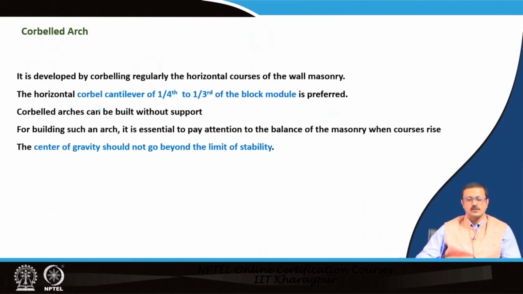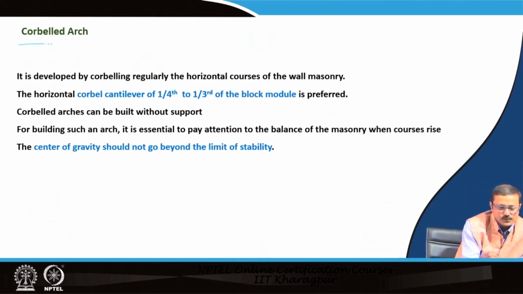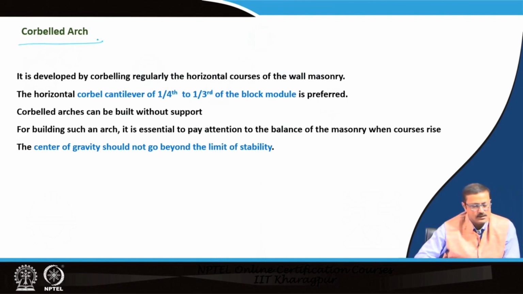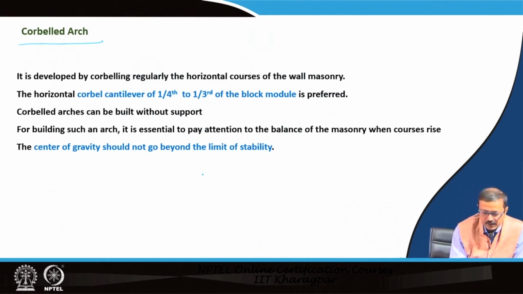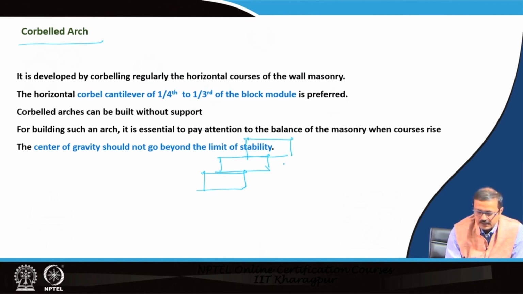Even if I come down to some other type of arch, which is another historical type, we may say it is a corbel arch. The corbel arch is developed like corbelling of different types. I mean it is something like a brick, one piece of stone, and the second piece of stone is arranged like this, and the third piece of stone is arranged like this.